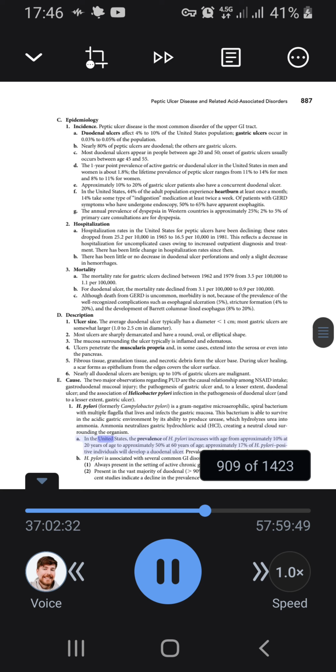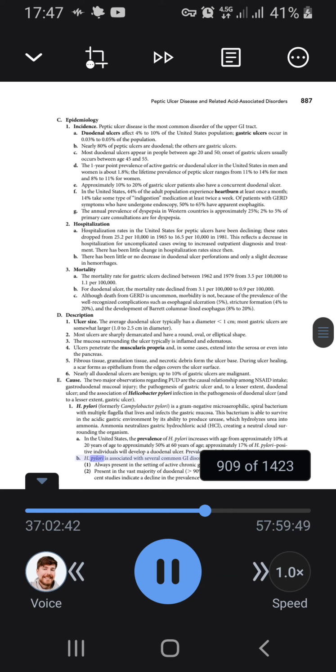In the United States, the prevalence of H. pylori increases with age from approximately 10% at 20 years of age to approximately 50% at 60 years of age. Approximately 17% of H. pylori-positive individuals will develop a duodenal ulcer. Prevalence is higher in developing countries.